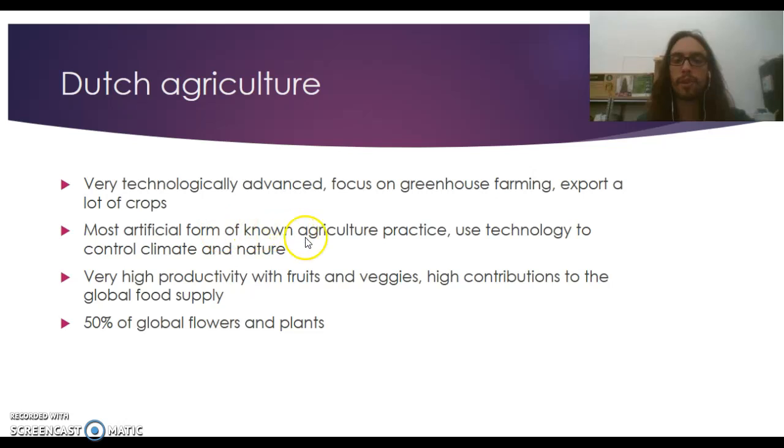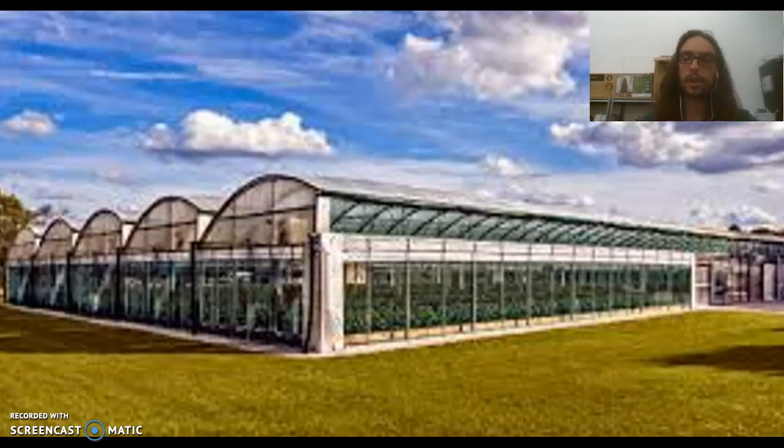It's the most artificial form of known agriculture practice. They use technology to control the climate and the nature inside of these greenhouses. So they can just kind of make like the perfect environment for whatever they're trying to grow. It's got very high productivity because of this environment with fruits and veggies, and they have really high contributions to the global food supply. And they produce about 50% of the global flowers and plants. So the next time you get some roses for your loved one, they may have come from the Netherlands or any Dutch region. So that's something fun to think about. Here's just a really good picture of a huge greenhouse and like how they cultivate all their plants.